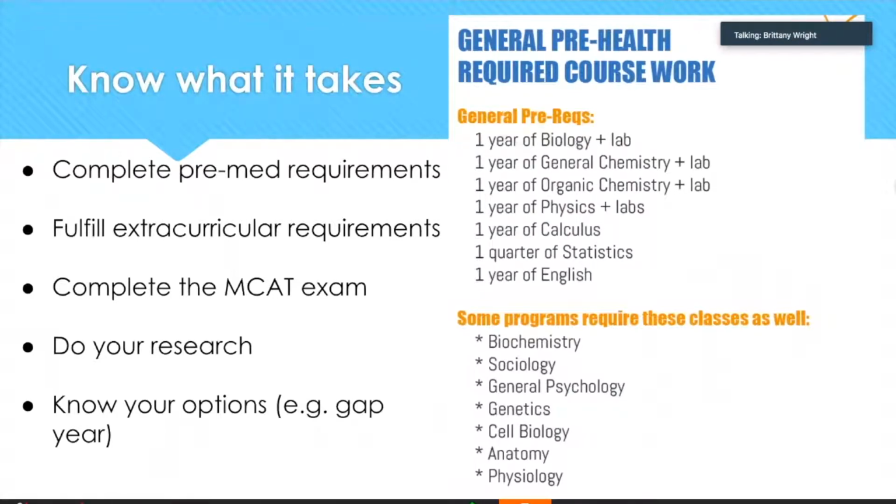So not only do you have the pre-med requirements, but you also should be completing extracurricular requirements. So the field experience kind of overlaps with that. You'll want to be volunteering in clinical hours at hospitals, and you'll be studying for the MCAT exam, and a lot of students will do a gap year to prepare for that, and you'll also want to get research opportunities at UCSD.